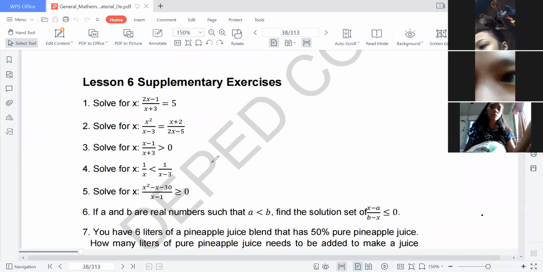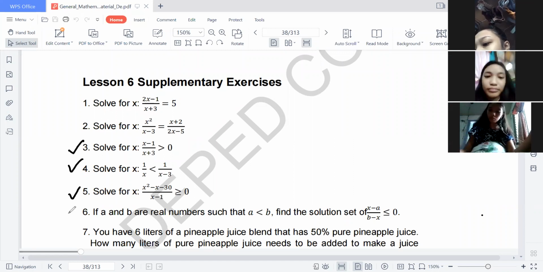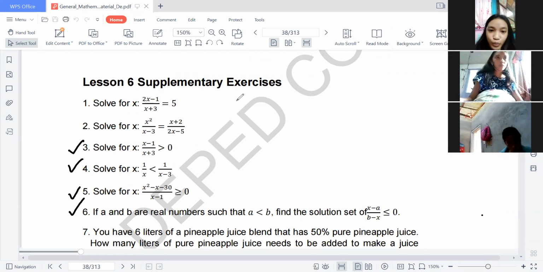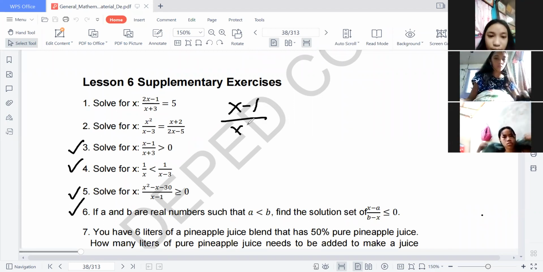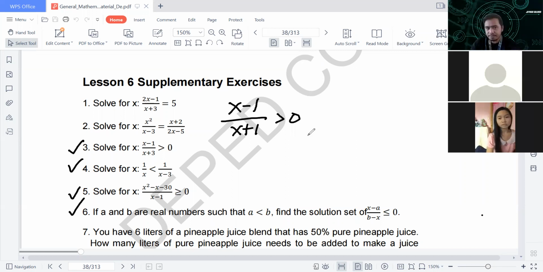So what we will be doing, let us answer number 3, 4, 5, and 6 only. So let's start with number 3. You're given x minus 1 all over x plus 3 greater than 0. As you can see, it's already in that form, right? Do you agree with me that this is 0 and this is a single fraction? Is that right, class?